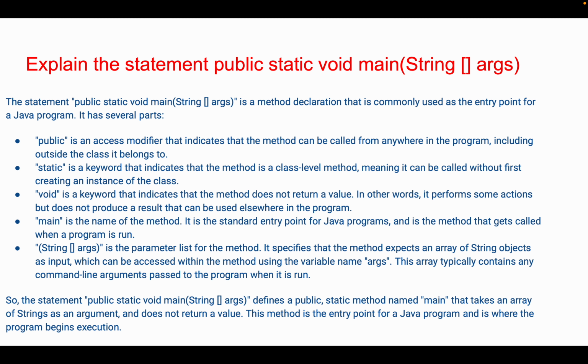Overall, the statement public static void main defines a public static method named main that takes an array of strings as an argument and does not return a value. This method is the entry point for a Java program and is where the program execution begins.